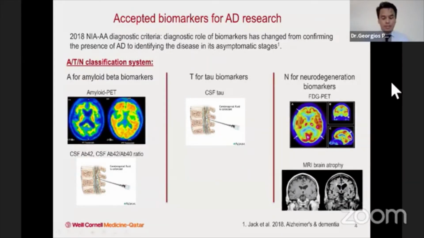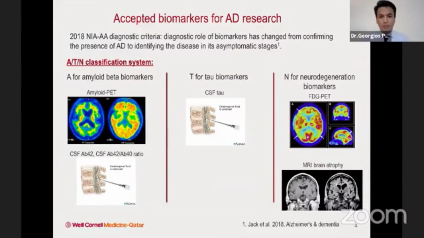At the moment, since 2018, the NIA diagnostic criteria has shifted the diagnostic role of a biomarker from just confirming the presence of Alzheimer's disease pathology to identifying the disease in its asymptomatic stages. They came up with the ATN classification system, where A stands for amyloid, T for tau, and N for neurodegeneration. Amyloid can be detected using a PET scan or using a cerebrospinal fluid sample.